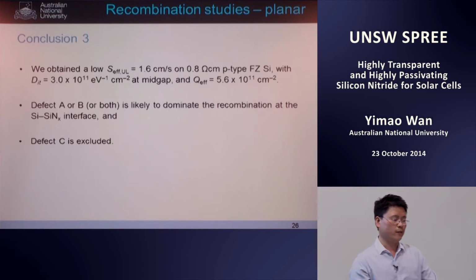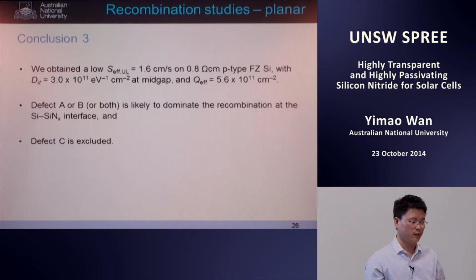So the third conclusion from the study is we obtain a low recombination on the p-type surface, with a DIT of 3E11 and a charge of 5.6E11. And from modeling, we can conclude that defect A or B presented by Schmidt is likely to dominate recombination at the interface.